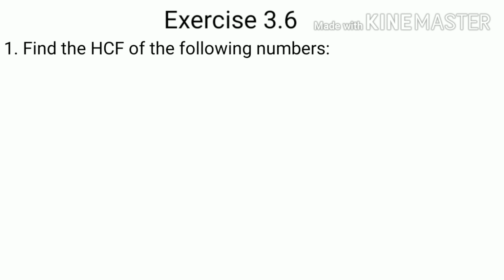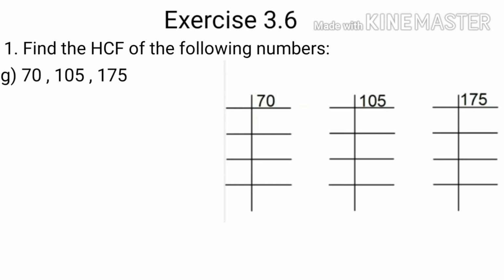Now let's solve part G of question number 1. Part G is 70, 105 and 175. So here we need to find the HCF of 3 numbers. Here we will first find the prime factors of 70, 105 and 175 separately, and then we will represent these 3 numbers in terms of their prime factors. Then we will list the common factors.